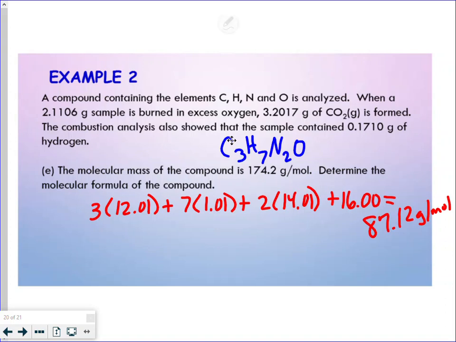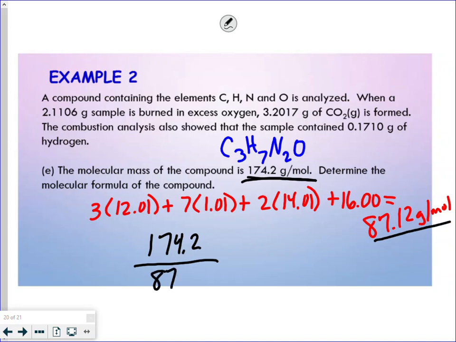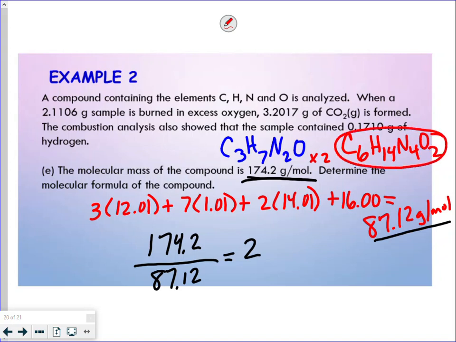Now remember, all you have to do is take your molecular formula's mass, which is 174.2, divide it by the empirical formula's mass. And that's going to give us a multiplying factor of 2, right? So then all we have to do up here is multiply all of the subscripts by 2. So it becomes C6H14N4O2. And this is going to be our molecular formula.